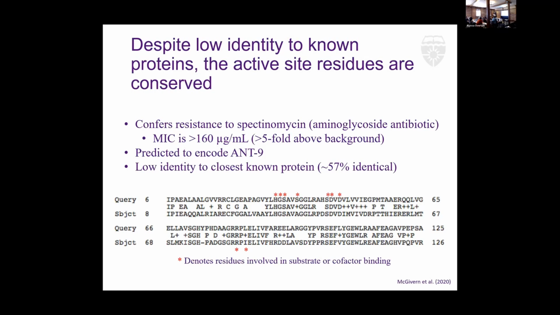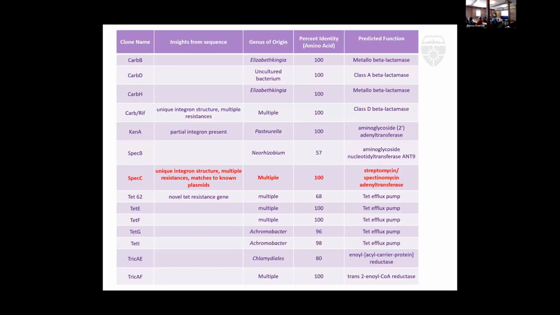And so I'll go back to our overall results and see, okay, we've got a couple of examples of things that are maybe novel in different ways. We've got that TET62, we've got spec B. What about this one I've got? I've got spec C here. Spec C is 100% identical to a known aminoglycoside resistance gene. It's identical to this known streptomycin, spectinomycin adenyltransferase.